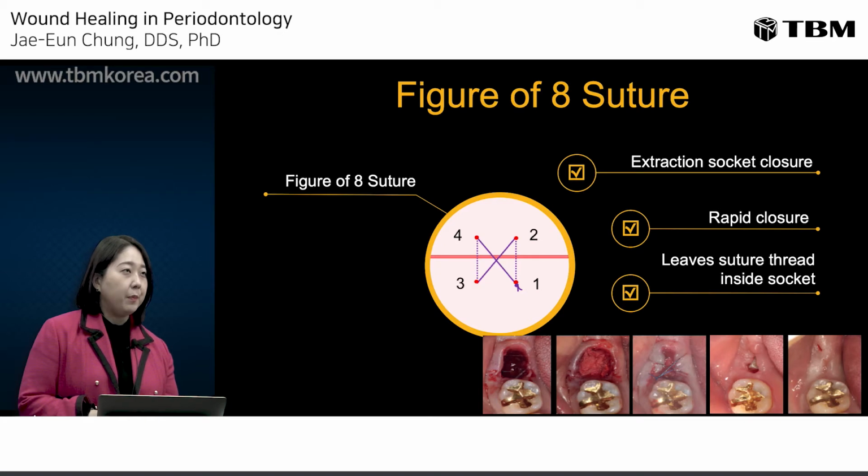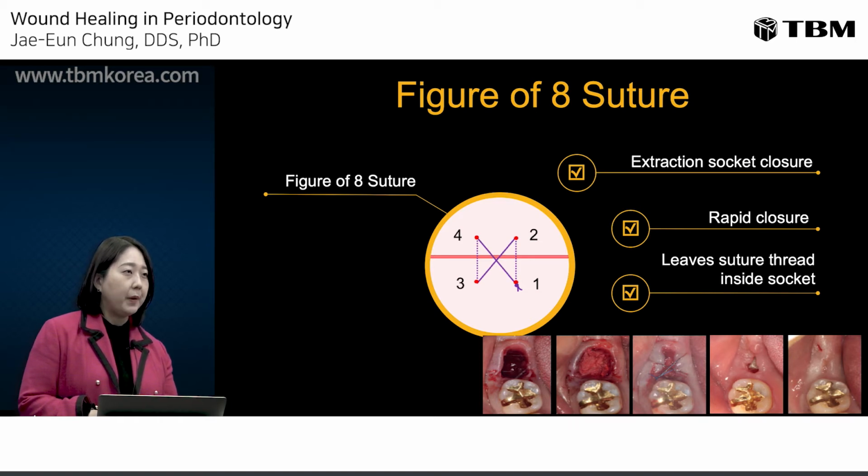The figure of 8 suture pattern goes like this. This is usually used for extraction socket closure and also for adaptation of the gingival papilla around the tooth. This suture induces a rapid closure of the wound, but due to its orientation, it is difficult to remove, and it leaves a significant amount of suture thread inside the socket.